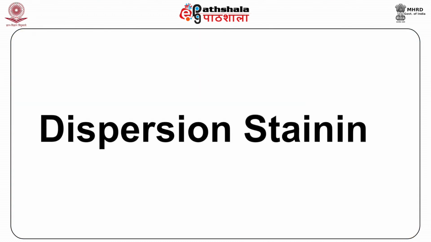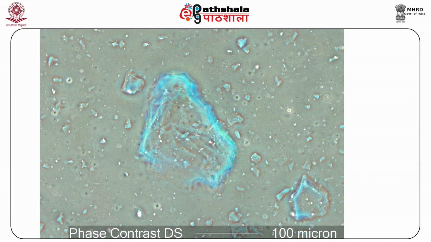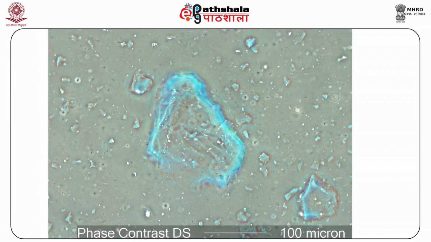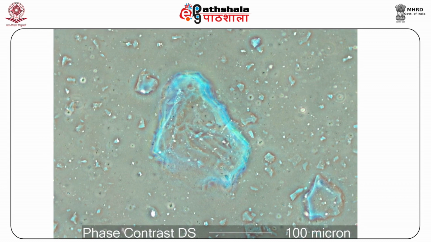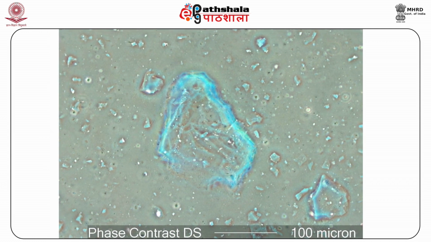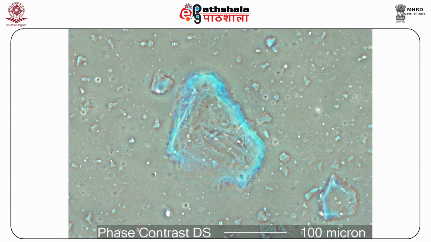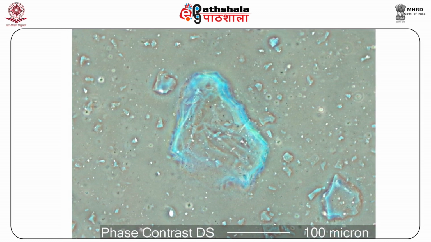Dispersion staining. This technique is based on the principle of dispersion. Dispersion is the variation of refractive index with the wavelength. The longer the wavelength, the lesser the refractive index in comparison to light of small wavelength.